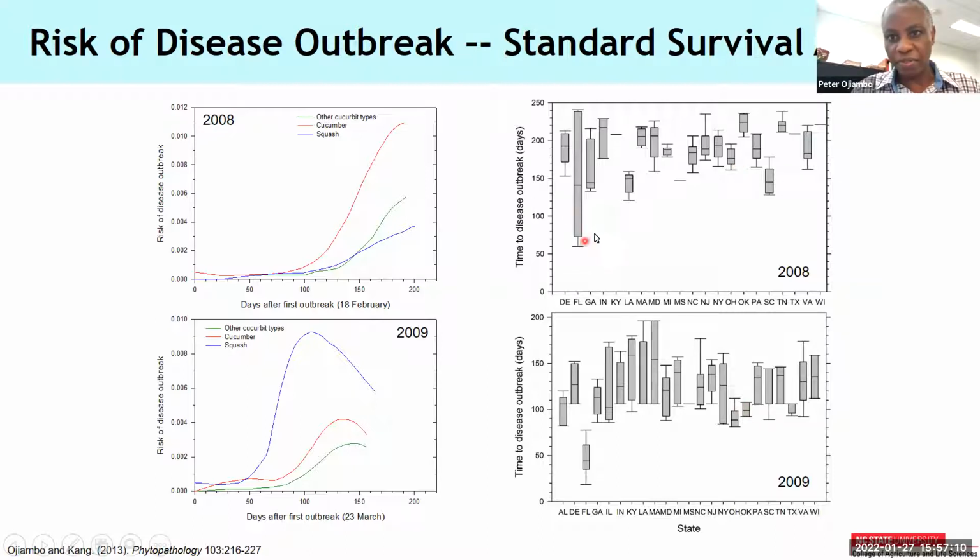For example, Florida had the lowest time to disease onset, which is not very surprising because it's closer to the source. Other states like Maryland took a little bit of time before disease could actually show up there. We had a lot of variability from year to year, and a lot of that has to do with the ability of the pathogen to survive during transport, the hosts that are actually out there, and of course the environmental factors as well.